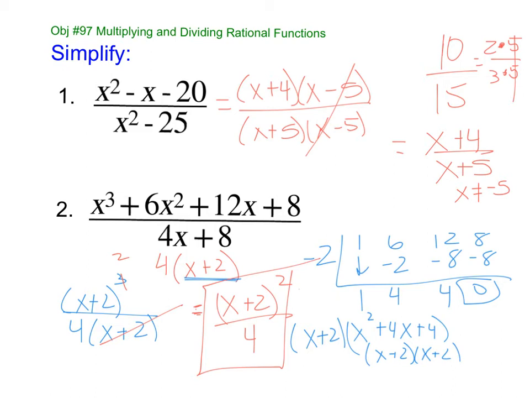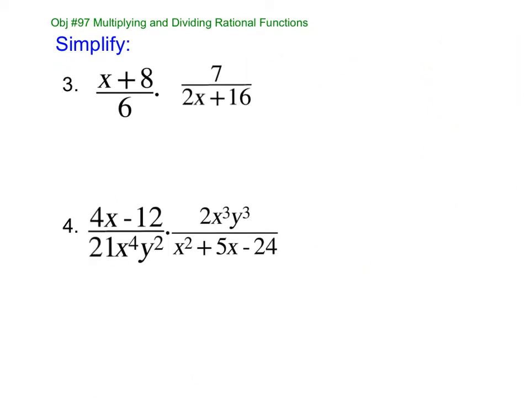But it's just factor, cancel. All right, same idea. Now we're doing multiplication. The key here is, what can I factor? Can I factor x plus 8? No. 6 and 7 are constants. I can factor this to 2 times x plus 8. So then I look at what cancels. The x plus 8s cancel. So what am I left with? 7 over 12. Be careful with those GCFs. Those are probably the thing that make this the most difficult.